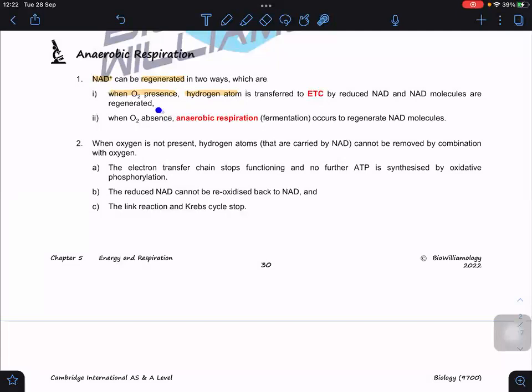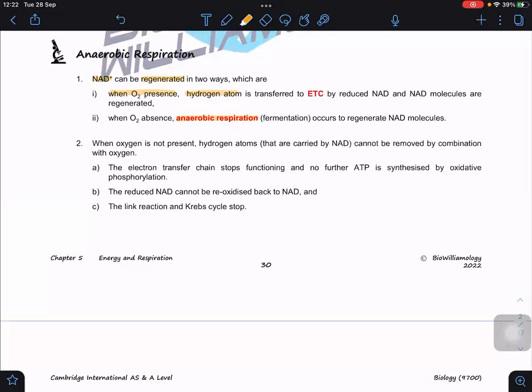But when O2 is absent, this is a good question, because when O2 is absent, what can we do with the reduced NAD in the cytoplasm? Will glycolysis stop or not? The answer is no, glycolysis won't stop. Are you clear? Why? Because anaerobic respiration occurs to regenerate this NAD molecule.